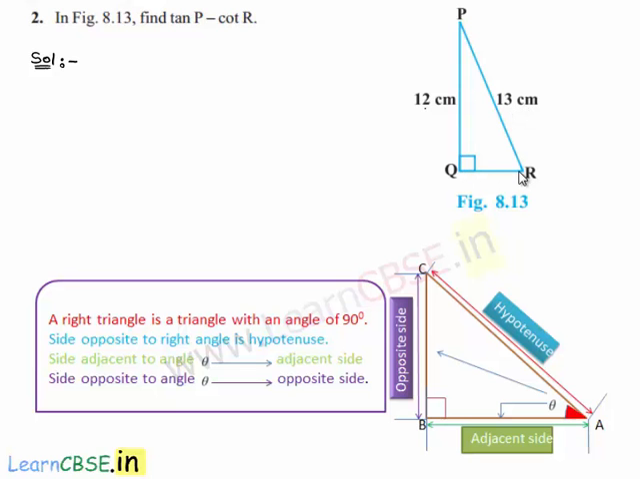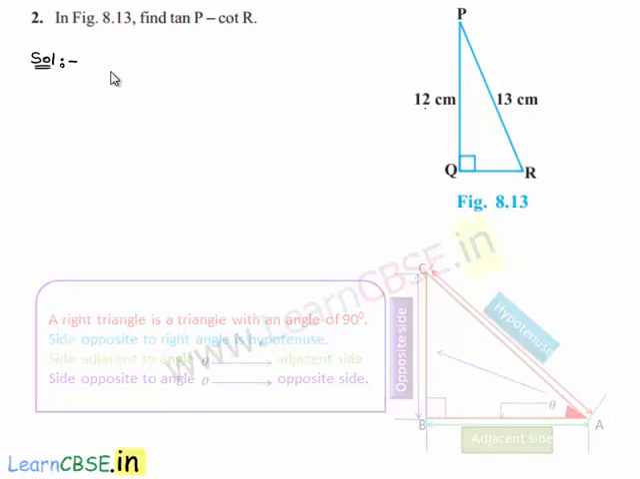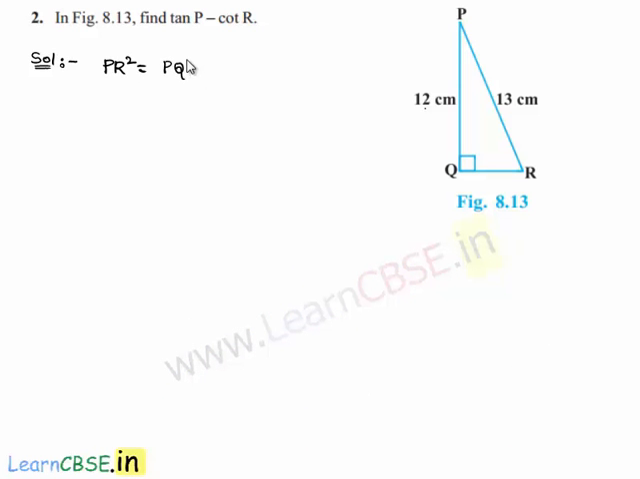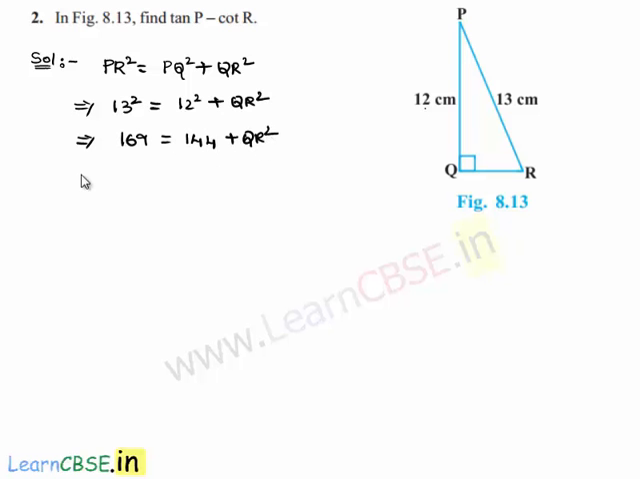Now let us also find QR. By Pythagoras theorem, in a right angle triangle we know that the square of the hypotenuse is equal to the sum of squares of the other two sides. We can write here PR square, that is hypotenuse square, is equal to the sum of squares of two other sides, that is PQ square plus QR square, which implies PR square is nothing but 13 square, which is equal to PQ square, nothing but 12 square, plus QR square, which implies 169 is equal to 12 square, which is 144, plus QR square.